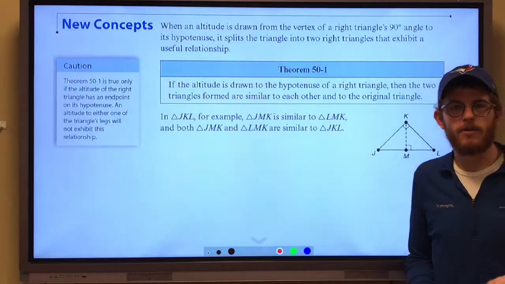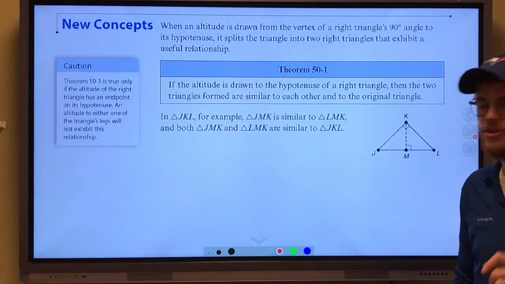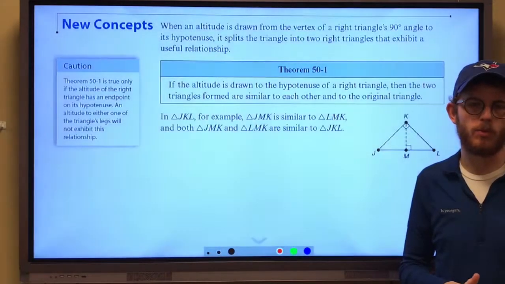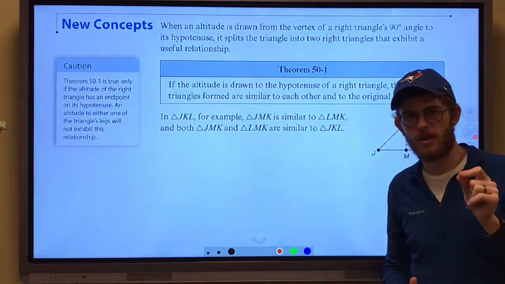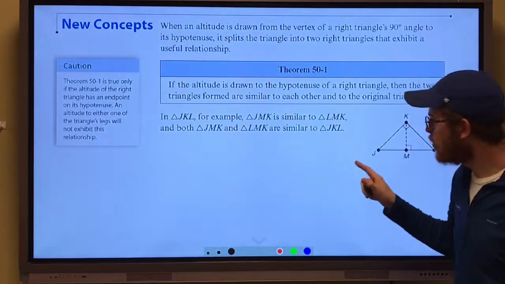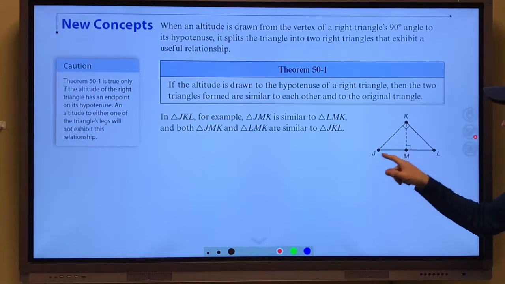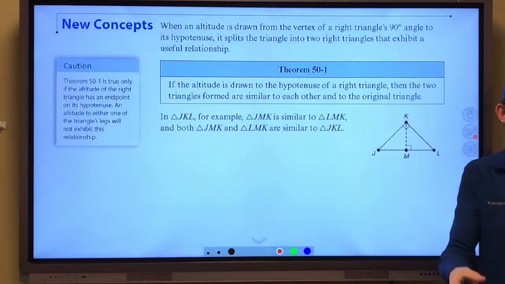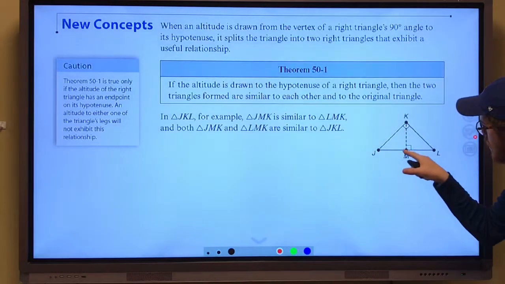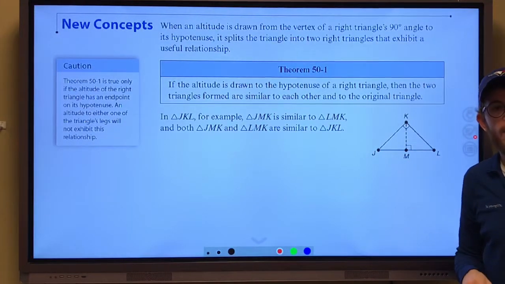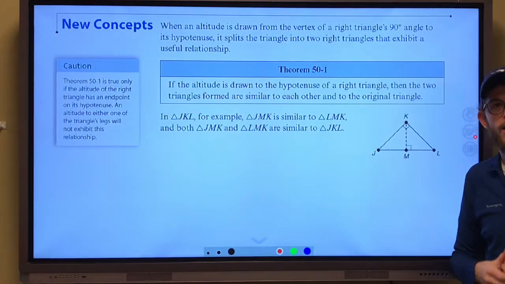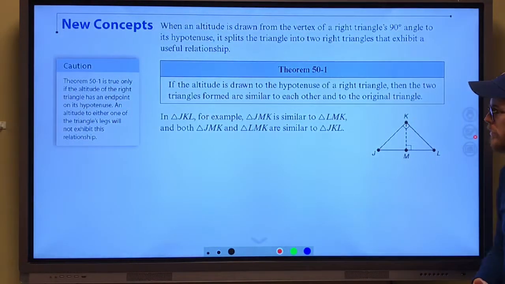Here's what we need to know about Lesson 50, geometric mean. Before we get to geometric mean, we need to understand, at least have an idea, that if we have a right triangle, notice JKL is a right triangle, and we draw an altitude going from the right angle K to the hypotenuse down here, whenever we draw an altitude going to the hypotenuse of a right triangle, it creates similar triangles.